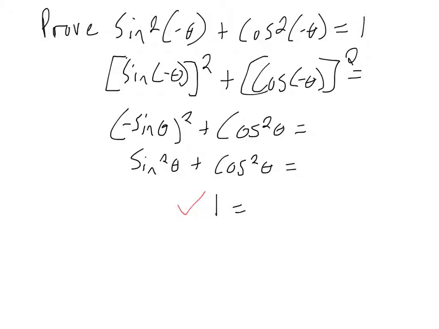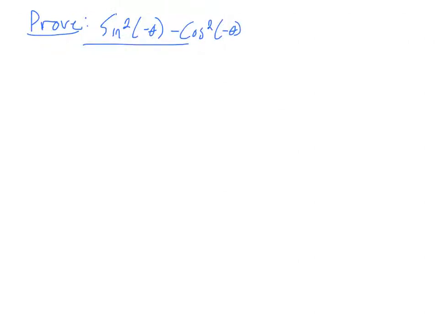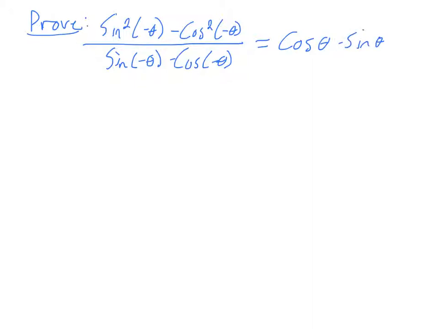All right, let's keep on doing some more here. For the next one, go ahead and prove, or verify, the following identity: sine squared negative theta minus cosine squared negative theta, all over sine negative theta minus cosine negative theta. Show that that equals cosine theta minus sine theta. All right, give that a shot.